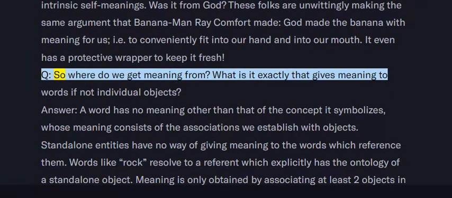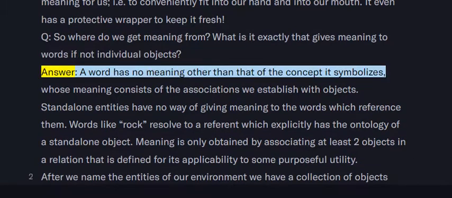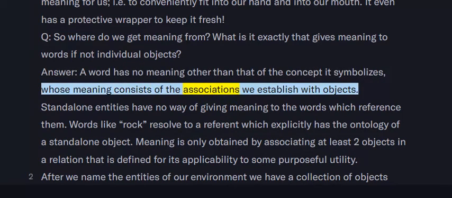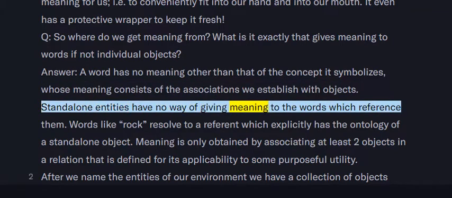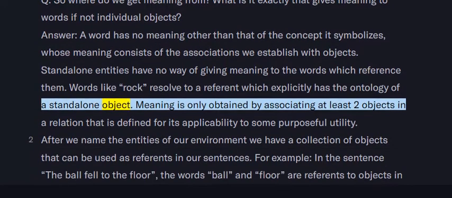Question. So where do we get meaning from? What is it exactly that gives meaning to words if not individual objects? Answer. A word has no meaning other than that of the concept it symbolizes, whose meaning consists of the associations we establish with objects. Standalone entities have no way of giving meaning to the words which reference them. Words like rock resolve to a referent, which explicitly has the ontology of a standalone object.